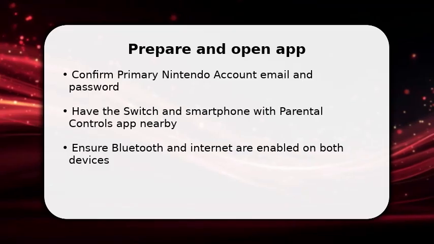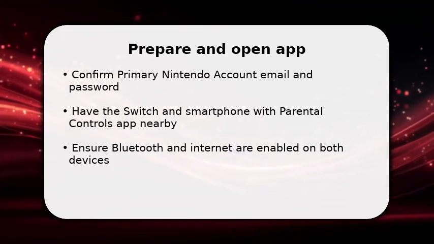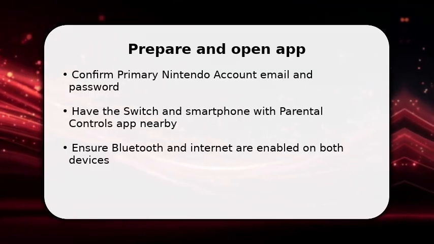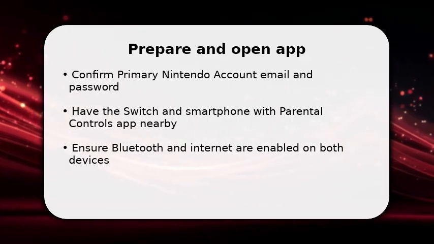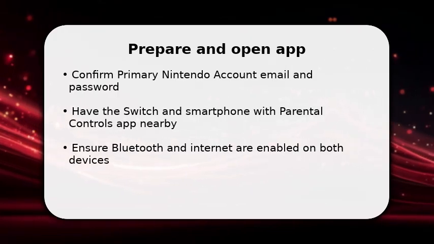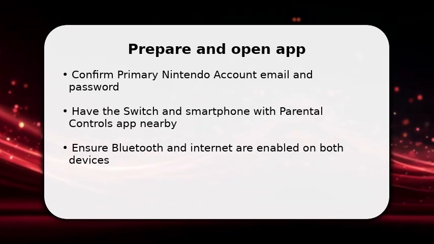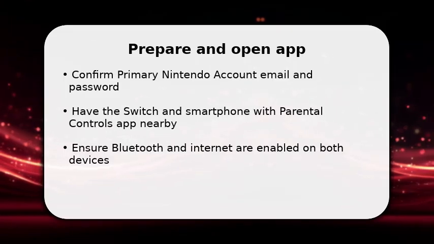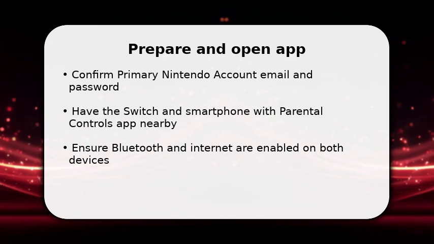You start by verifying the Nintendo account used to set parental controls and signing into the Parental Controls app on your phone. Open the app, then wake the Switch and go to System Settings, then the Parental Controls menu. This pairing is how the app communicates restrictions. Once done, make sure Bluetooth and Wi-Fi remain active so the app can detect the console. This initial connection is required to change settings remotely and avoid having to factory reset the console.